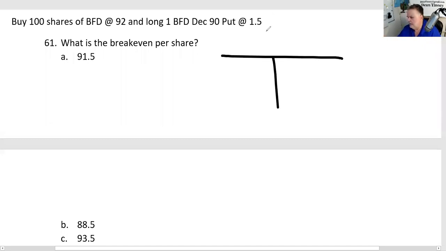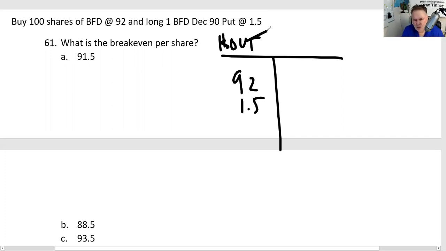And so I paid 92 for the stock. And then I paid another 1.5 for the protection. So this is the one time and the one time only that we actually are adding to get the break even. The break even is the stock.